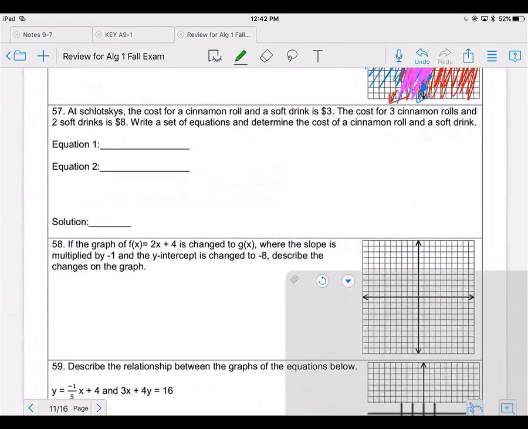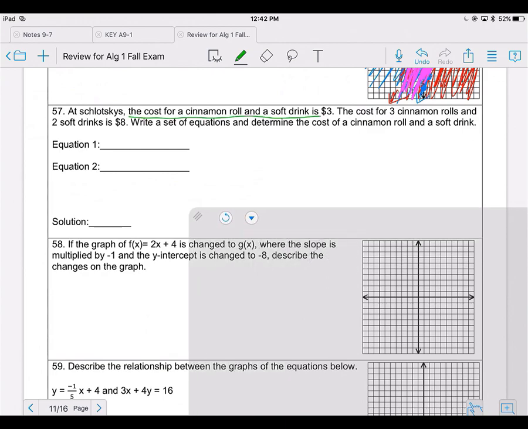57 is a system of equations. They tell me the cost for a cinnamon roll and a soft drink is $3. The cost for 3 cinnamon rolls and 2 soft drinks is $8. Write a set of equations and determine the cost of the cinnamon roll and the soft drink.